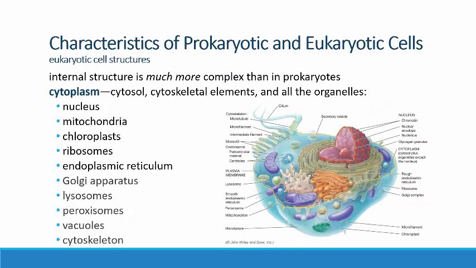So, as we said, the internal structure is much, much more complex than in prokaryotes. It has a nucleus, and then there are other organelles: the mitochondria, chloroplasts if it's a photosynthetic organism, ribosomes for making protein, and the endoplasmic reticulum. I kind of think of this as the workbench that the ribosomes and other enzyme workers are building molecules on.